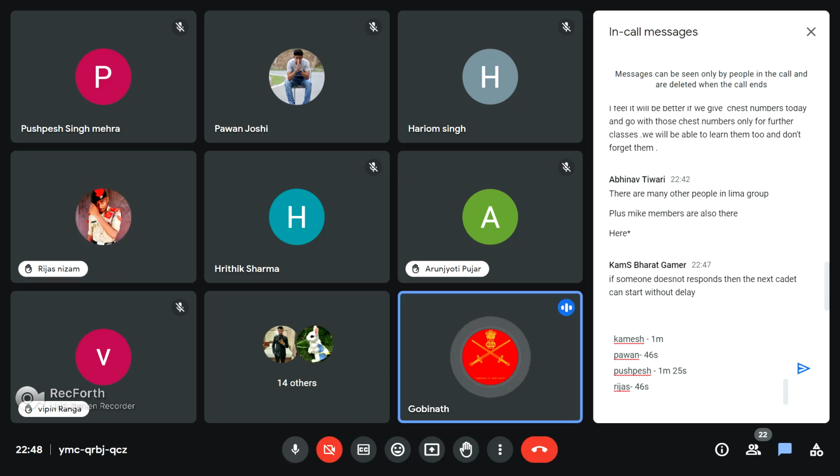Rijas, what's your chest number? Sir, 17. Who is chest number 18? Chest number 19?